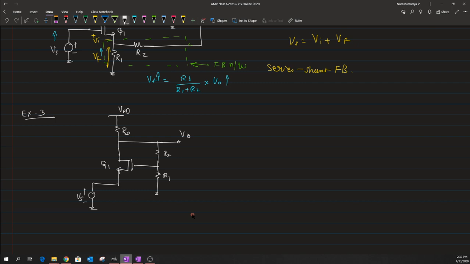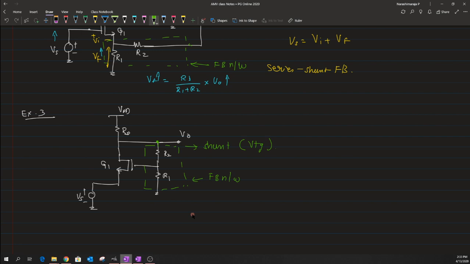First of all, the feedback network is just this R1 and R2 combination. Now the next thing is that we need to see what has been sampled as an input to this feedback network. So generally in this case we are sampling directly the output signal V naught. The type of sampling that we are doing is basically a shunt, just because the shunt will help us to read a voltage, and that is what we are doing.